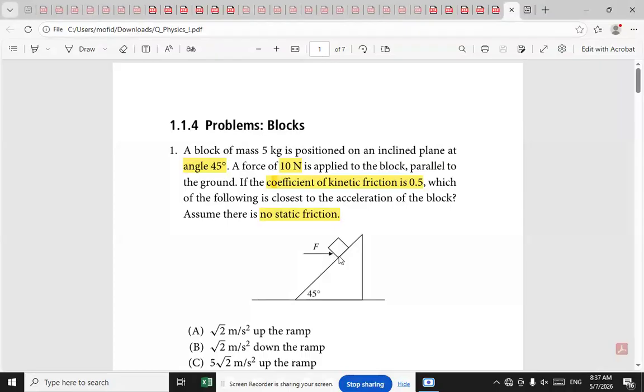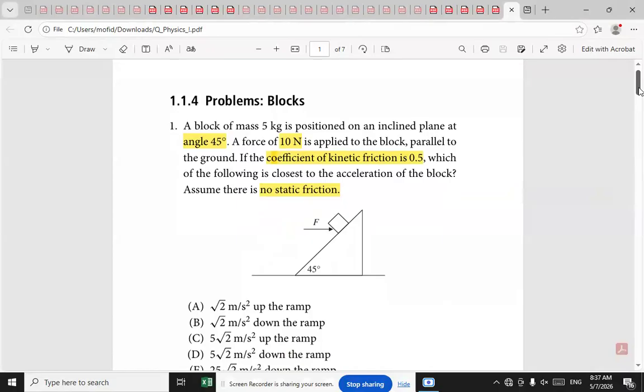Another thing is that we are calculating the acceleration. Acceleration is the change of the velocity based on time, so it's delta v divided by t. If you want to solve it, you see that the answer is in meters per square second, but it's different for up the ramp or down the ramp.